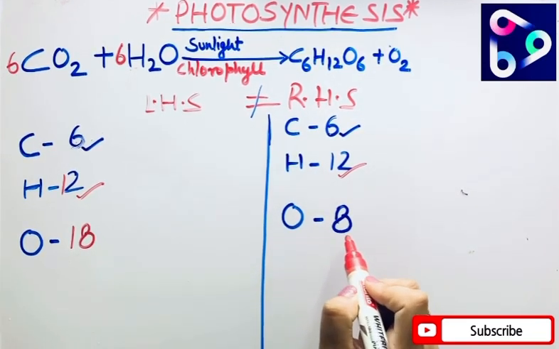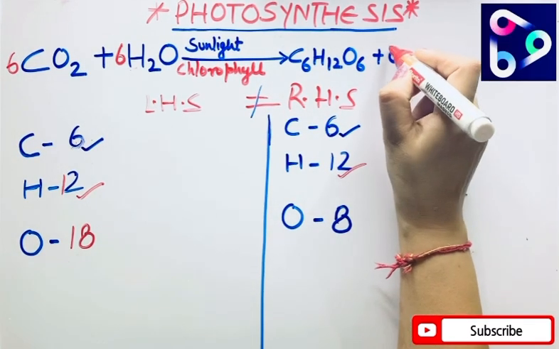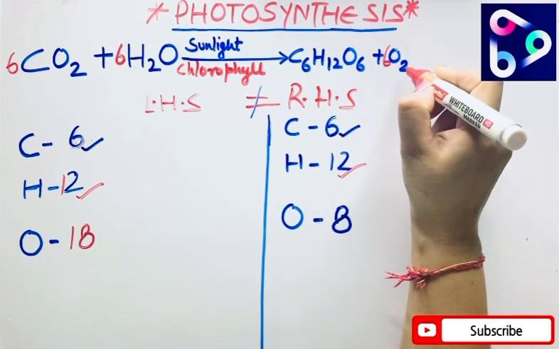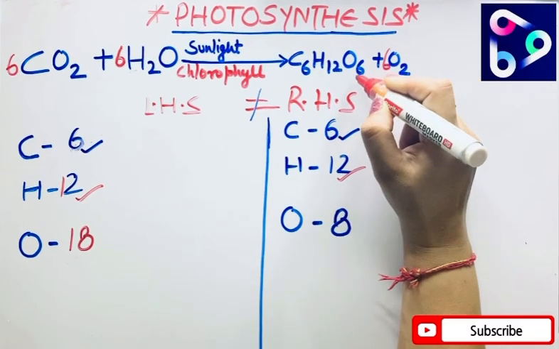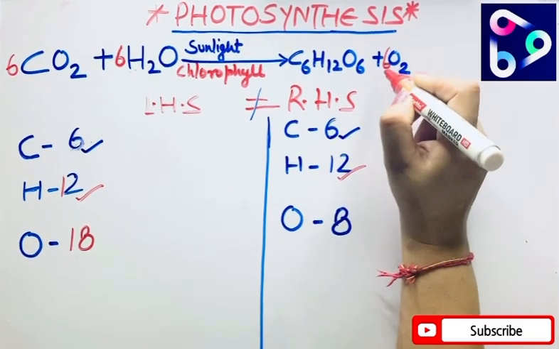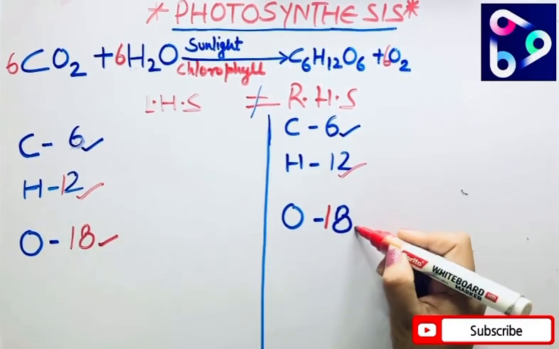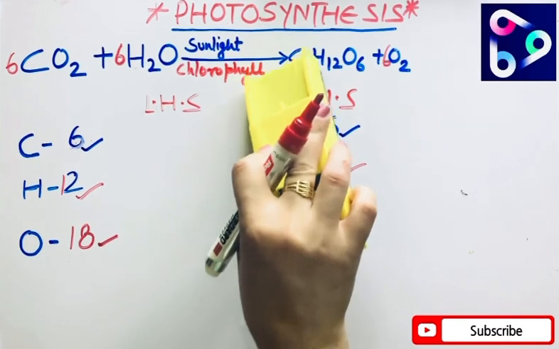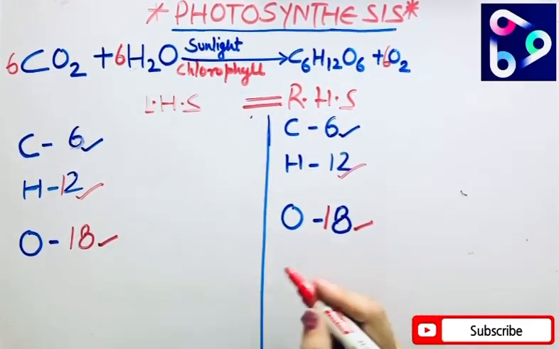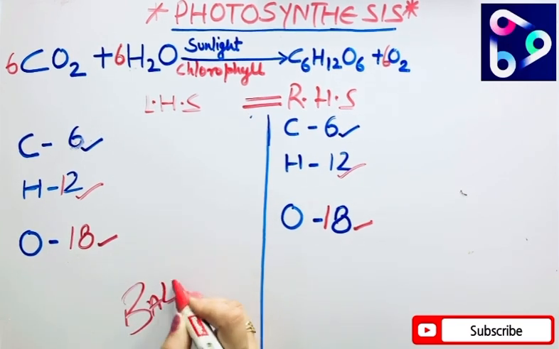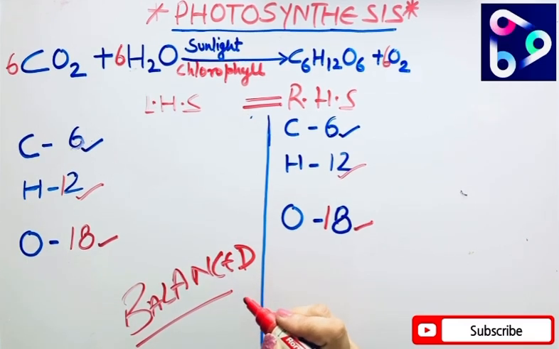I'm lacking 10 points. To gain those 10 points, what can I do? Let me try. Yes, I'll put a 6 over here. 6 twos are 12, and I already have 6 molecules of oxygen here. So 12 plus 6, it's 18. So now my left hand side is equal to my right hand side. So we can say that it is now a balanced chemical equation of photosynthesis.